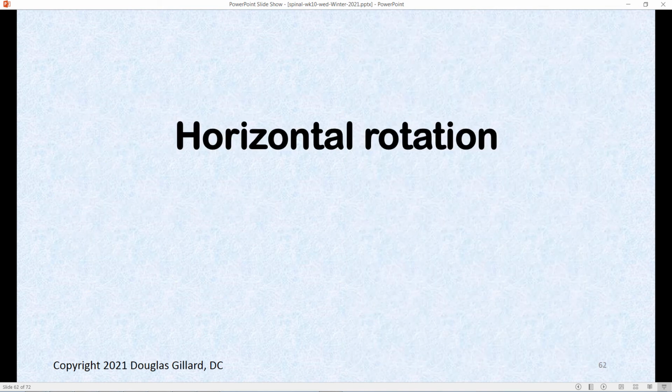Right, so we did that. Horizontal rotation, well, I guess we have one more. So we have to go back overhead now. What was the other horizontal one we had?